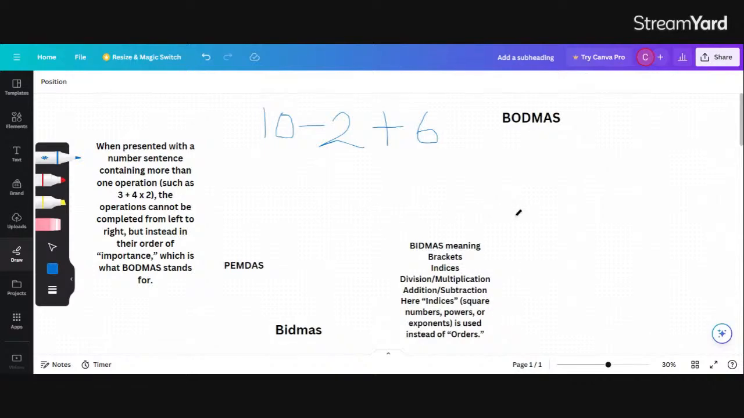You can't just solve this problem the way you like. There is a rule, or we have rules that govern the way we get to the right answer. You can't just say, okay, let me go for 6 plus 2, that would be 8. Okay, then 10 minus 8, that would be 2. No, that is wrong. Okay, that is wrong.